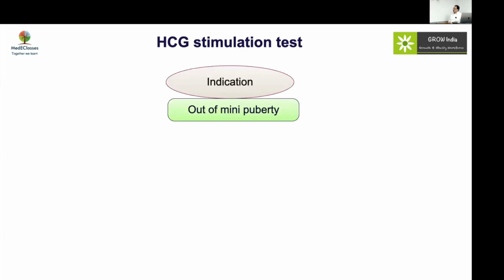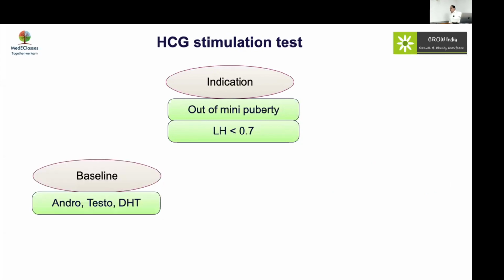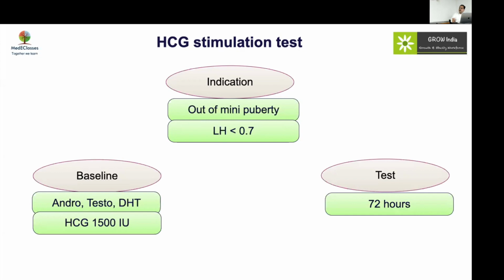HCG stimulation test is predominantly required if you are not in the mini puberty. So most patients will come around when your LH is more than 0.7. You don't need that. But if the LH is less than 0.7, you can do an HCG stimulation test. Now you do a baseline androstenedione, testosterone, and DHT, give HCG, and then after 72 hours you do the report, and you will get the interpretation based upon that.